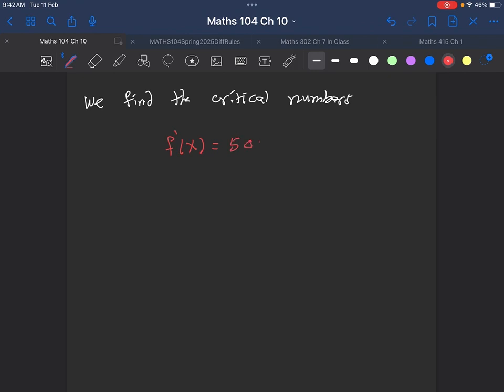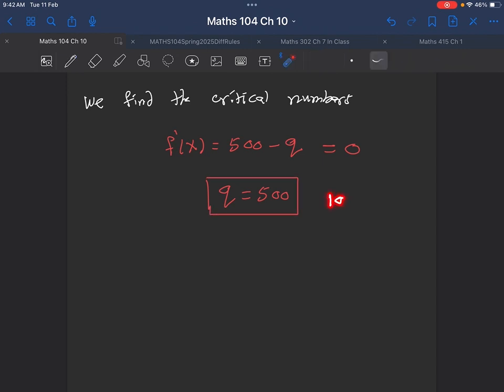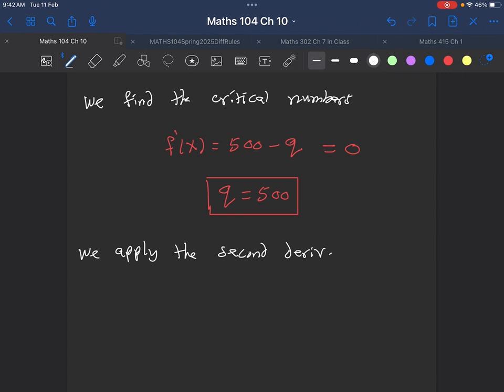So we need to find the derivative. What is the derivative? The derivative will be 500 minus Q. And we will need to write this one equal to 0. So my Q will be just 500. Now we don't know if this is maximum or minimum. I don't know yet. So what we will do, we will apply the second derivative test.